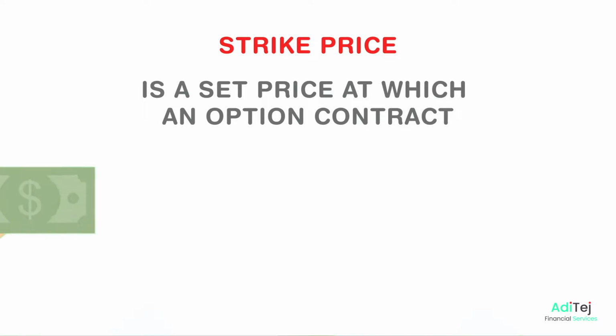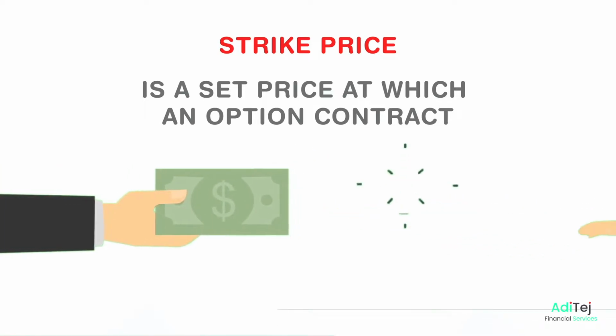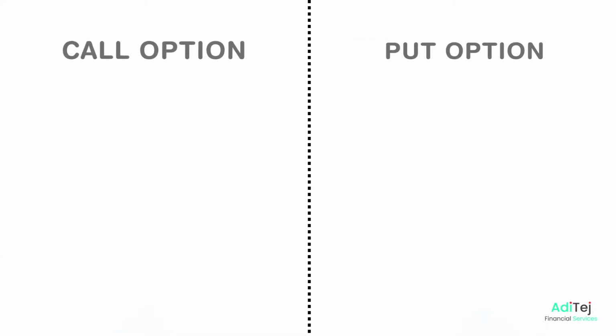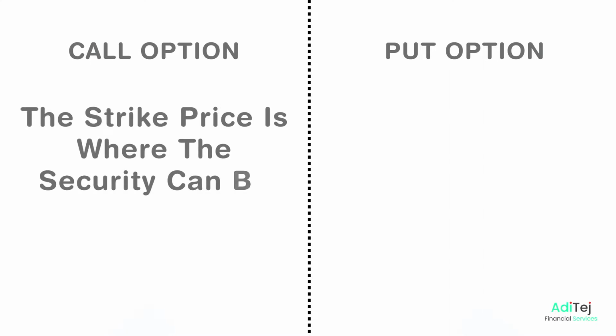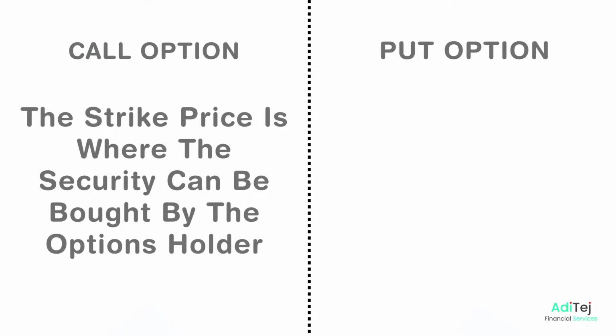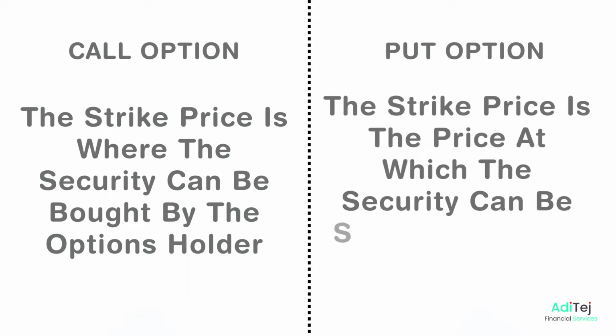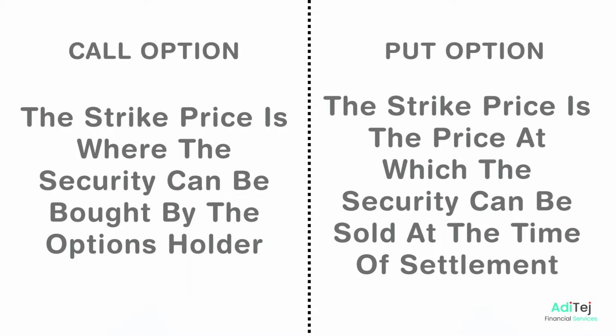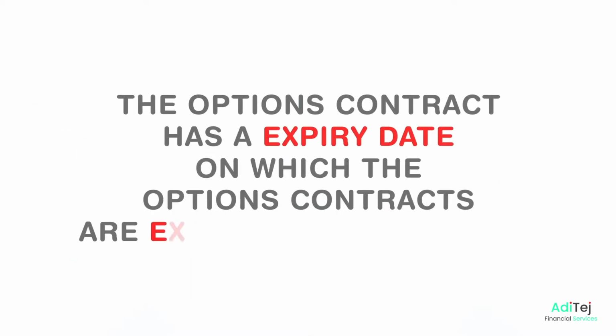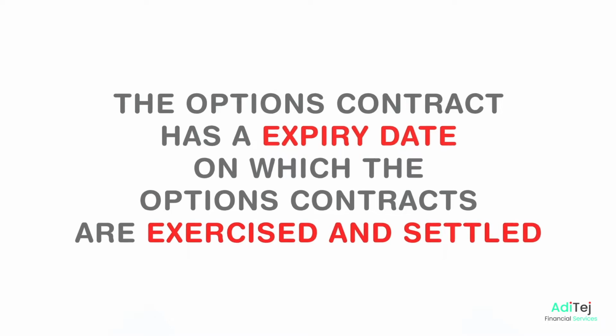Strike price is a set price at which an options contract can be bought or sold when it is exercised. For a call option, the strike price is where the security can be bought by the options holder. For put options, the strike price is the price at which the security can be sold at the time of settlement. The options contract has an expiry date on which the options contracts are exercised and settled.